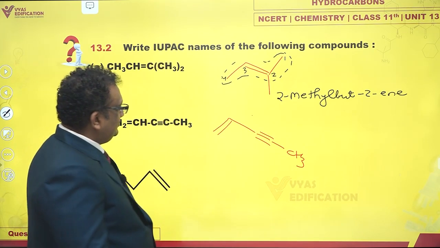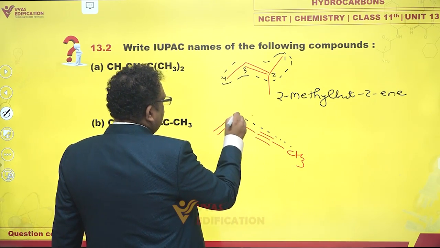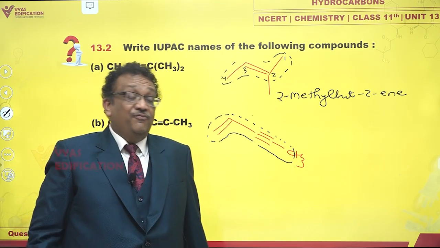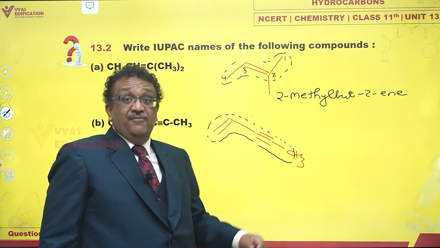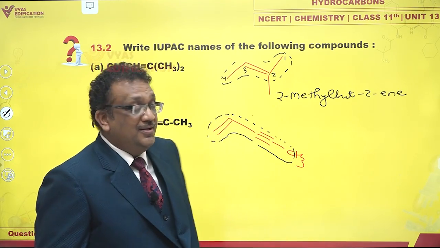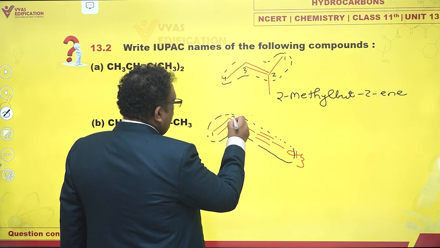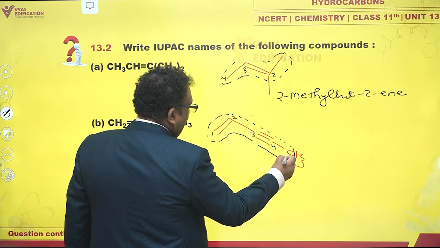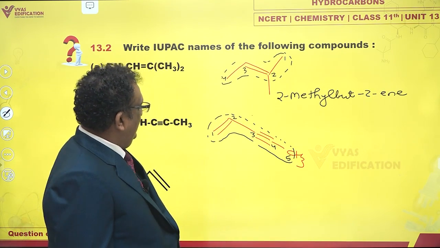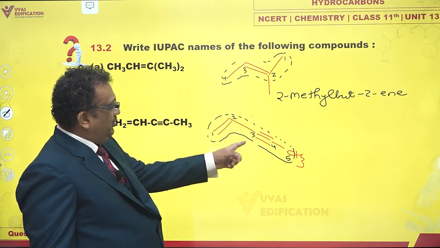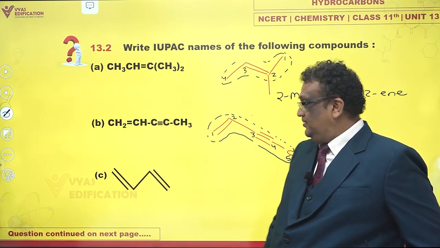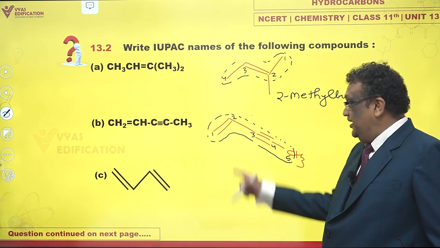What about this one? Actually, there is only one chain, so there is no confusion when it comes to selecting the chain. From which side should I number? From this side or that side? Whichever has the earliest appearance of multiple bonds, that side should be chosen. So 1, 2, 3, 4 and 5. This is, my dears, the way we choose it. And then 1, 2, 3, 4, 5. Now 5 means pent. So this is pentene, ene and yne.